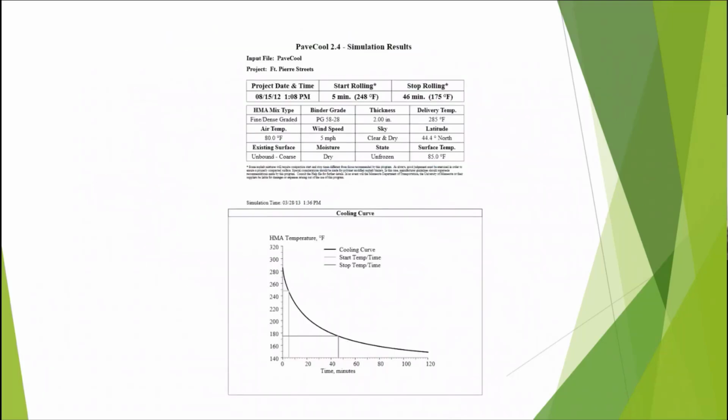This is the original PaveCool. As you can see in the upper hand there, you can enter your binder type, the wind, air temperature, the type of mix you're doing, the surface you're paving on, your latitude, so you know what that sun angle is, and the date. And it'll print this out, and it's really accurate. It's been around for a long time.